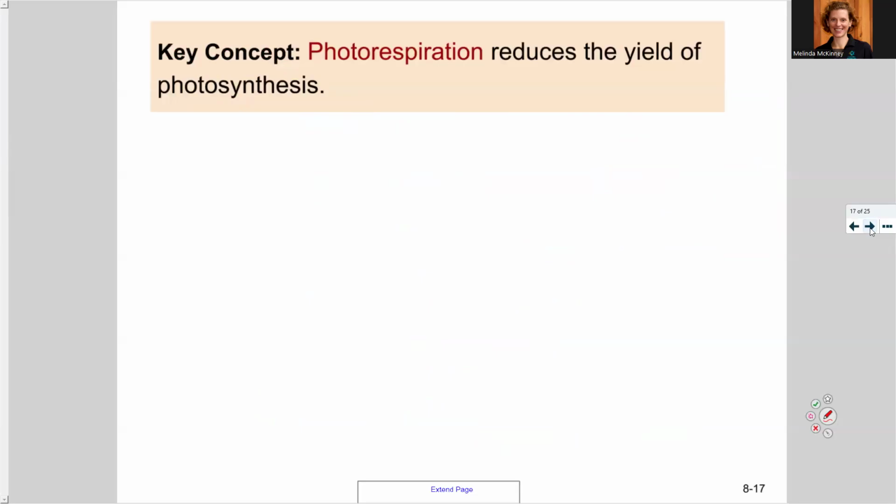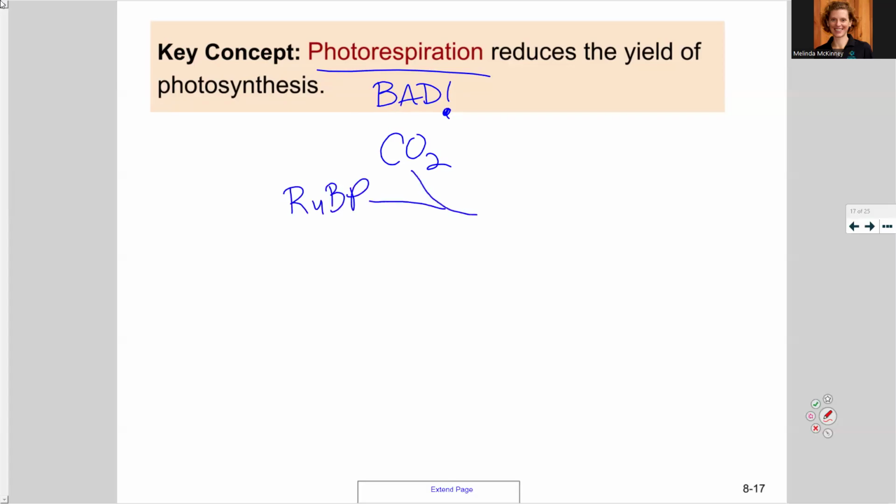Photorespiration. Photorespiration is a process that competes with photosynthesis. It's bad for plants. So this is bad. Okay. And the reason that this occurs is that in the process of carbon fixation, carbon dioxide is fixed with RuBP in the Calvin cycle. And the enzyme that does this is called Rubisco.